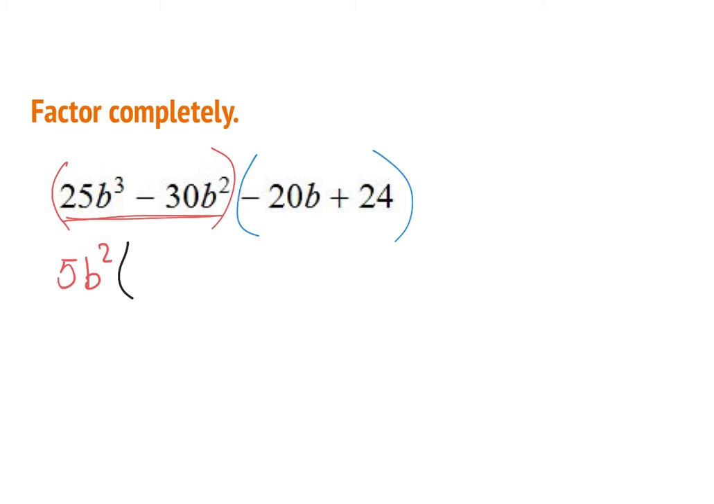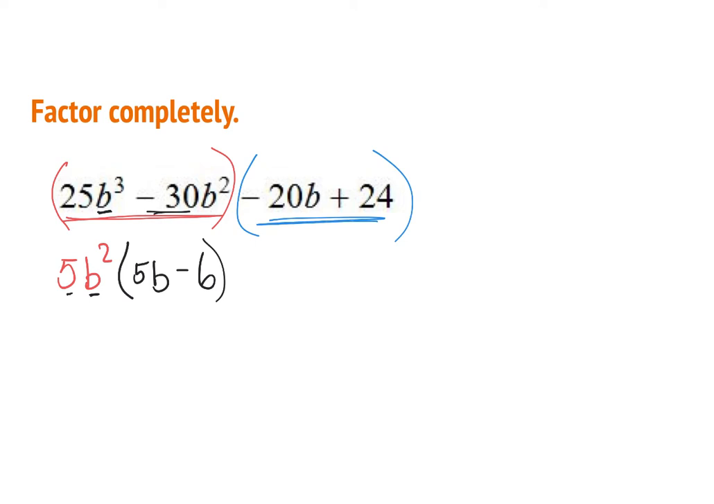So 25 divided by 5 gives me 5. B to the third power divided by b squared. Keep the base, subtract exponents, which just gives me b. Negative 30 divided by 5 gives me negative 6. B squared divided by b squared, they both cancel out. And now I'm going to do the same thing with my blue portion.